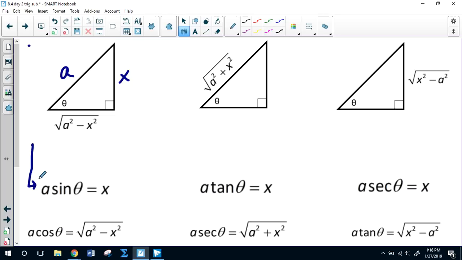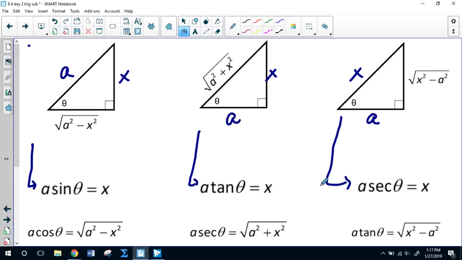Okay. The second situation that we came up with is the square root of a squared plus x squared. Well, if that's the situation, that has to go on the hypotenuse, which then means that I have to give the opposite side the x and the adjacent side the a. And when this happens, that's how I create a tangent theta equals x. And finally, when we have the square root of x squared minus a squared, this means that we have to put the x as the hypotenuse and the a as the adjacent side here, which is how we create a secant theta equals x.